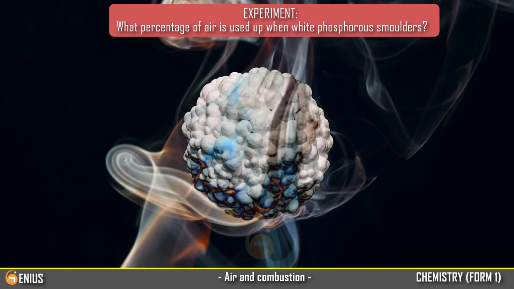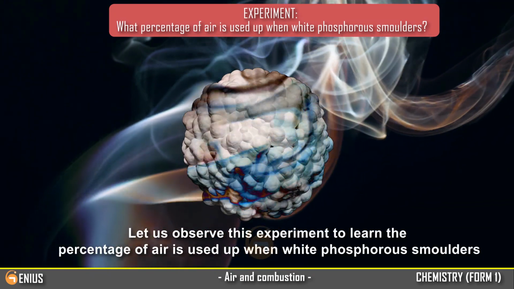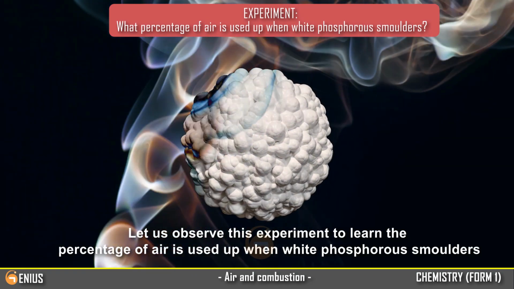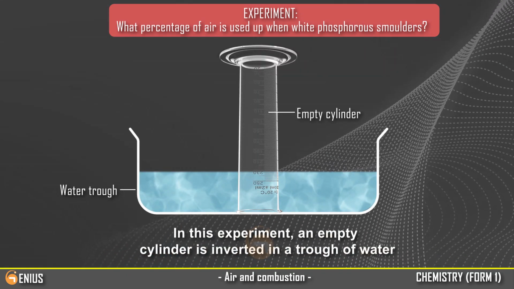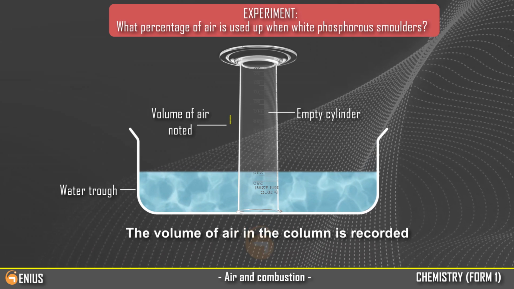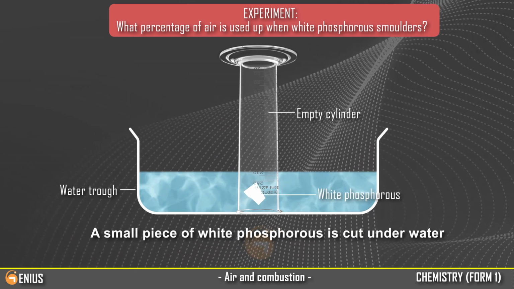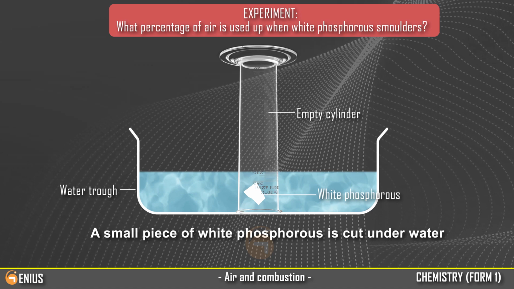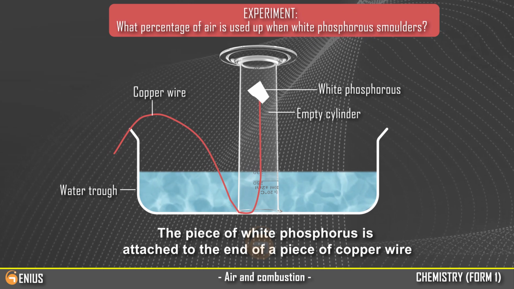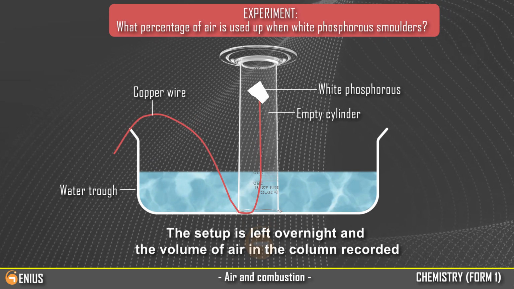Experiment. What percentage of air is used up when white phosphorus smolders? Let us observe this experiment to learn the percentage of air that is used up when white phosphorus smolders. In this experiment, an empty cylinder is inverted in a trough of water. The volume of air in the column is recorded. A small piece of white phosphorus is cut underwater. The piece of white phosphorus is attached to the end of a piece of copper wire. The setup is left overnight and the volume of air in the column recorded.